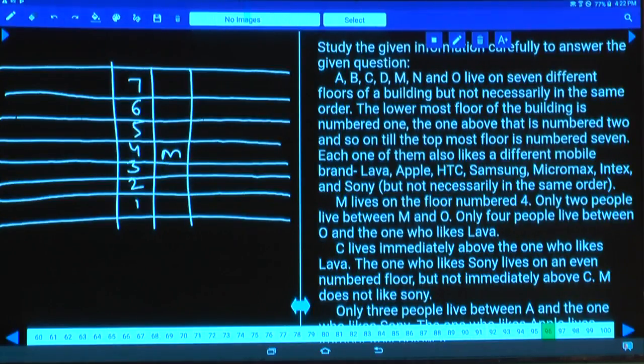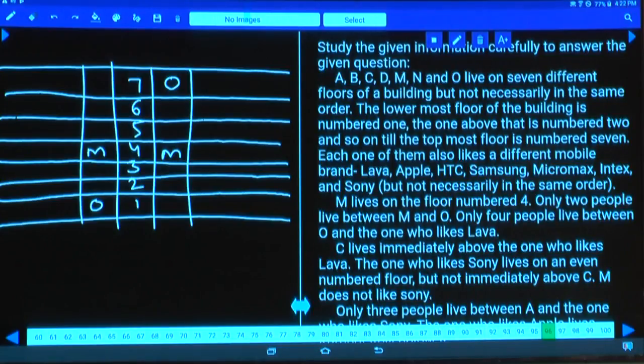As only 2 people live between M and O, how many different possibilities are there for M and O? O can be at this place. That is one possibility. Then what is the next possibility? If M is here, the 2 persons between M and O can be here. So we have 2 possibilities. This is case 1 and this is case 2.